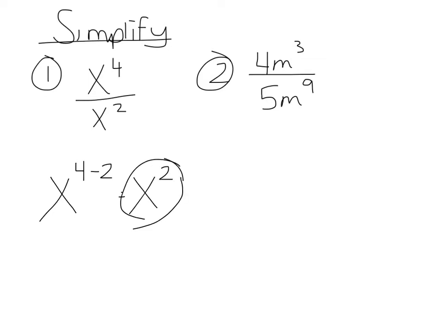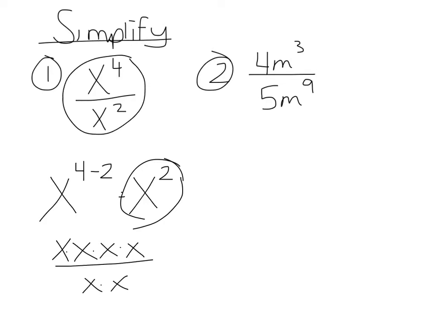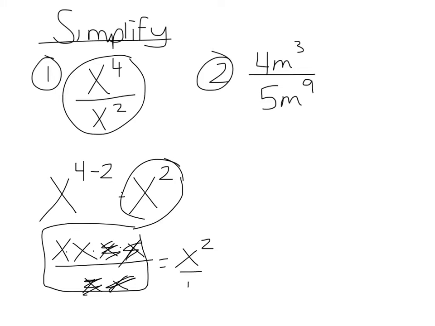Okay, the other way you can look at this is that there are 4 x's on the top, x times x times x times x, all over x times x. So that's what this right here would simplify to if we expanded it all. Well, now this x will cancel out this one, this x will cancel out this one, so all you're left with is an x squared on top over 1, or just x squared.